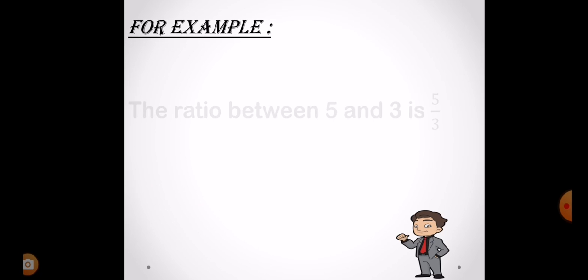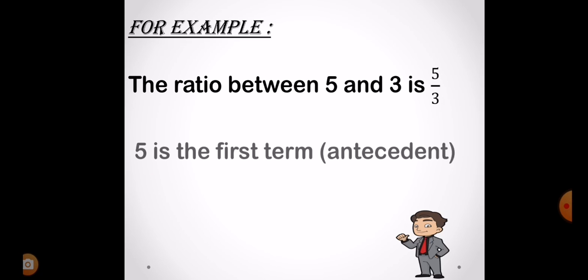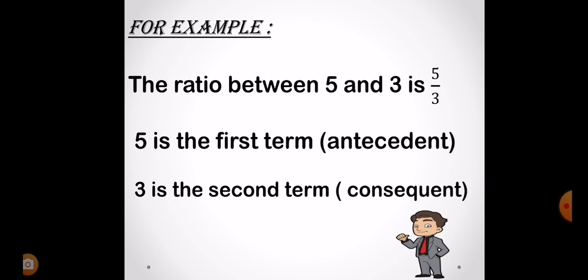For example, the ratio between 5 and 3. I have two numbers, the first 5 and the second 3, so it will be written as 5 to 3. 5 is the first term, which means antecedent. I can't replace 5 by 3. First is first, second is second. 3 is the second term, the consequent.